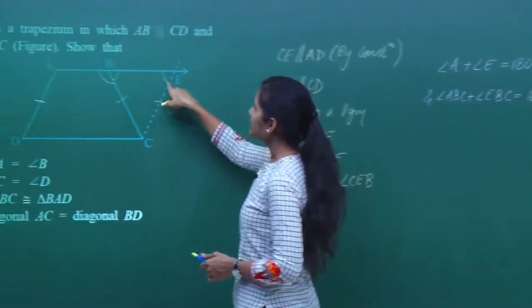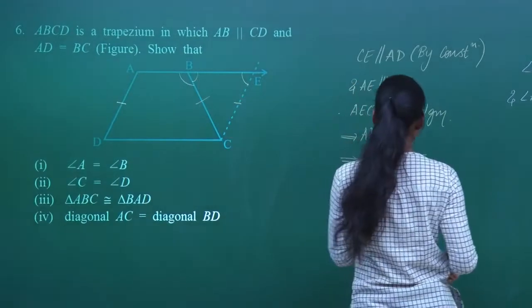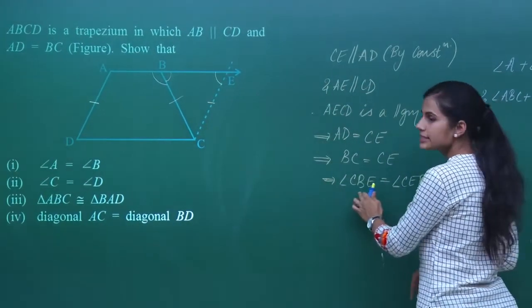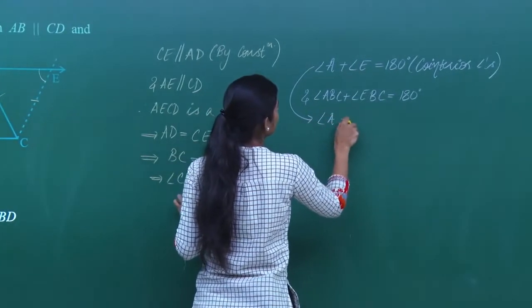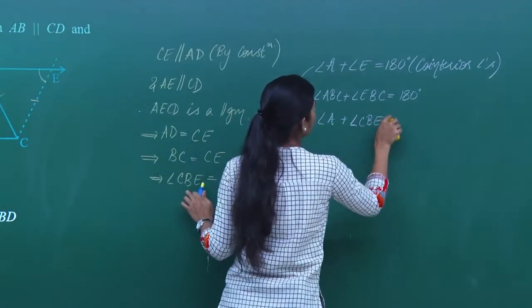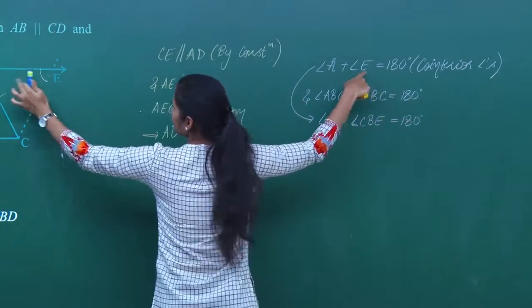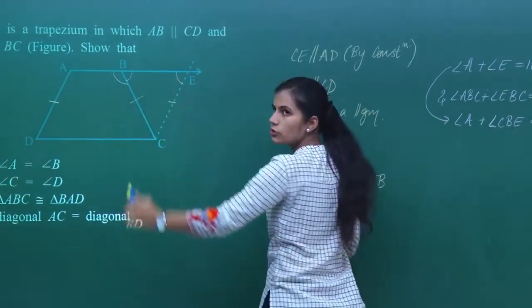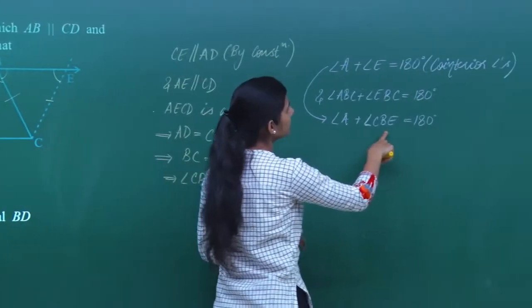Also, because the angle at E is the same as this angle, that is angle EBC or CBE. You know that angle CEB is the same as angle CBE. So this actually becomes angle at A plus angle CBE is 180, because CEB is the same as CBE, because angles opposite to equal sides are equal. So instead of CEB, I can write CBE.